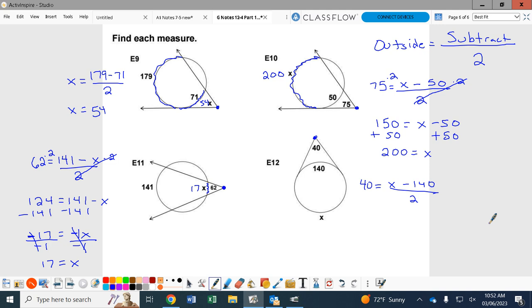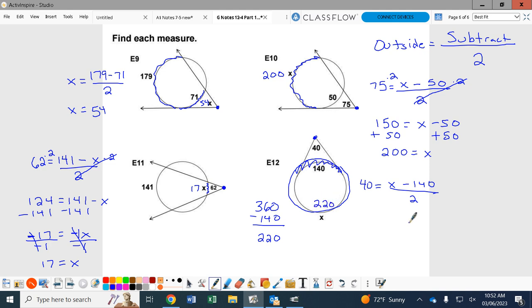Pause for a second, guys. You don't need to do any of that work. Sometimes it's easier than y'all make it out to be. Guys, it's a circle. Every circle adds up to what? You already used up 140. The rest of it is the rest of the circle. So 360 minus 140 is 220. Don't need to do any of that other work.